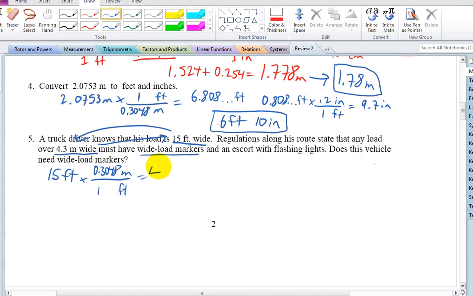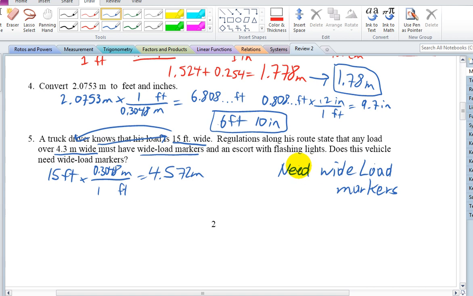Five, 4.5, or 4.572. So this is obviously way too wide. So you need wide load markers. Okay.